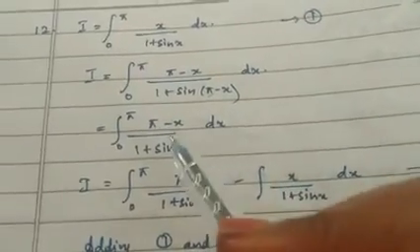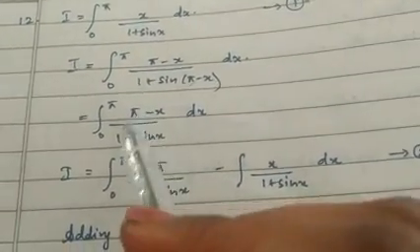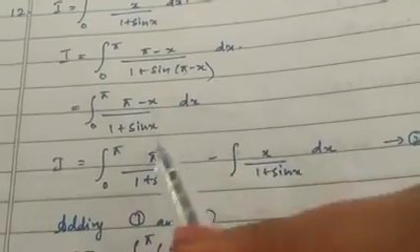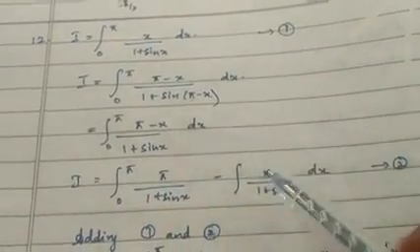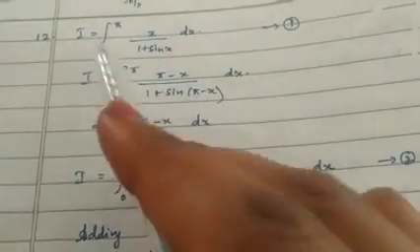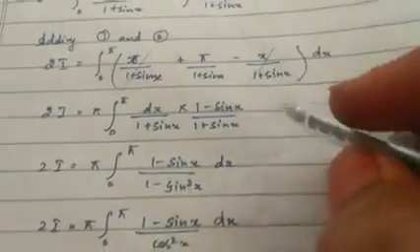So here what we have done is we have separated it into two, pi divided by 1 plus sin x minus x divided by 1 plus sin x dx. So add these two integrals. When you add these two integrals, you will be getting 2I equal to integral 0 to pi of pi divided by 1 plus sin x.